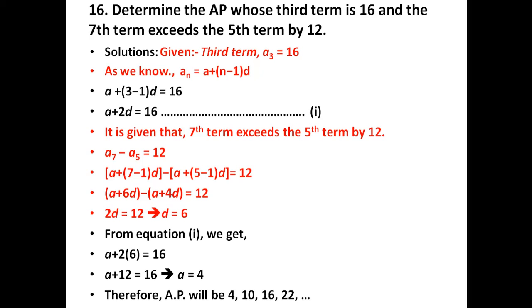Now we have to find out the AP. So how to find out? A is 4, no? So the difference is 6. So you have to increase by 6. So 4 plus 6 is 10, 10 plus 6 is 16, 16 plus 6 is 22. This is the AP which is required.